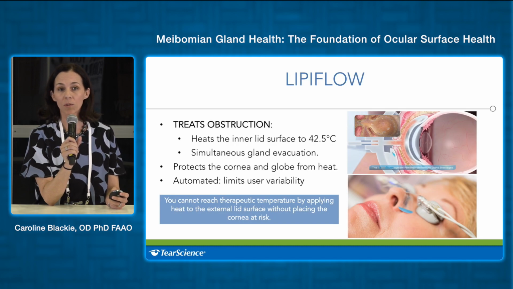The LipiFlow treats obstruction. And how it treats obstruction is heat is applied to the inner lid surface up to a temperature of 42.5 degrees Celsius. And while the inner lid surface is heated to 42.5 degrees, the LipiFlow simultaneously evacuates the gland contents. This treatment is an automated treatment, and all the while the cornea and the eye are protected from heat and pressure.